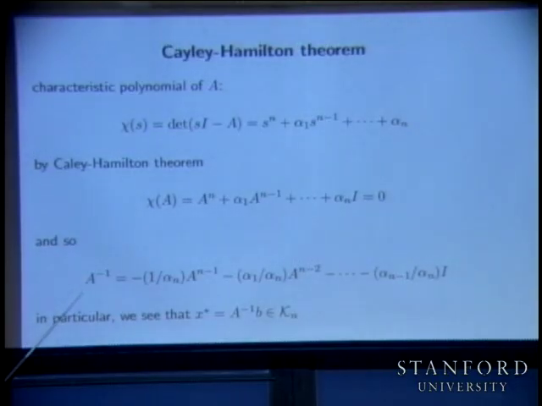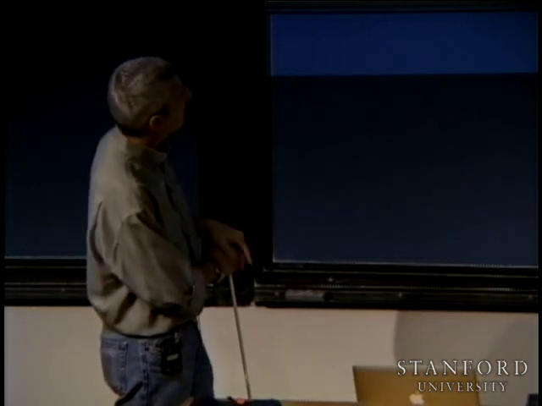So this says that the inverse of a matrix is actually a linear combination of powers of the matrix up to n. In particular, it says that A inverse B is a polynomial of degree less than n of A times B. So it's in the nth Krylov subspace. That's the idea. Even if the Krylov subspace doesn't fill out all of R^n, which of course in general it does. If you pick a random B and a random A, it's going to fill out everything. Okay, so that's it.